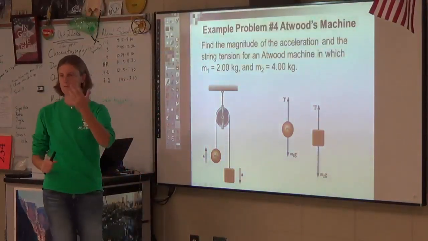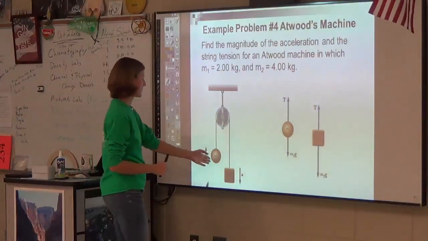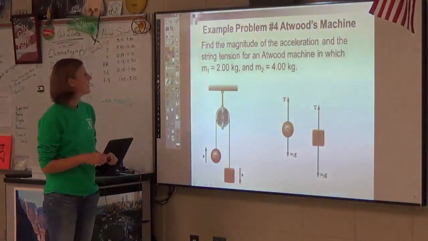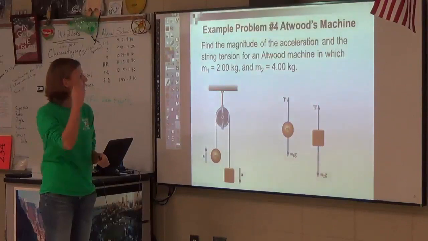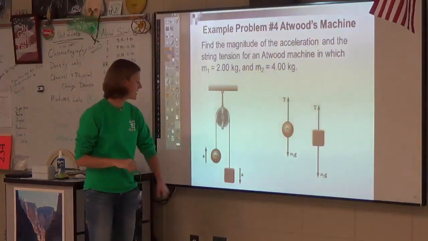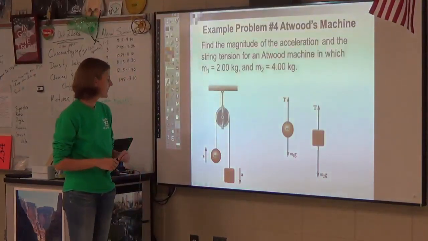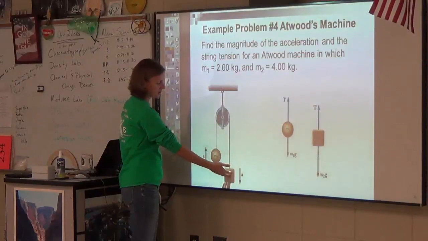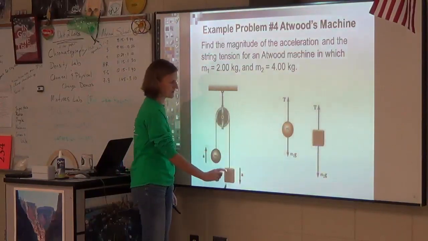Okay, this is kind of the free body diagram thing you drew for us the other day, Zach. So find the magnitude of the acceleration and the string tension for an Atwood machine in which mass 1 is 2 kilograms and mass 2 is 4 kilograms. So this is simply our scenario. If this mass is bigger, obviously it's going to accelerate down this way.